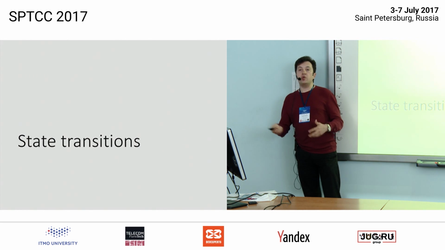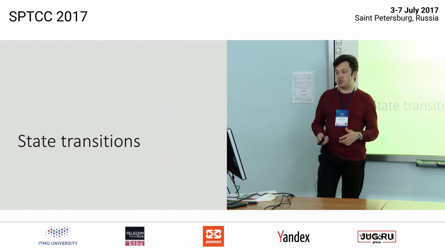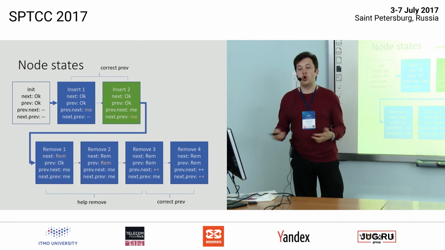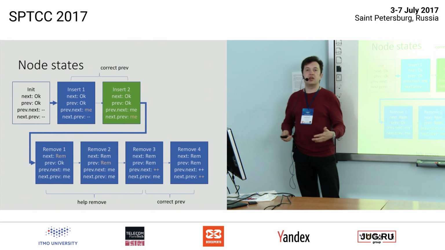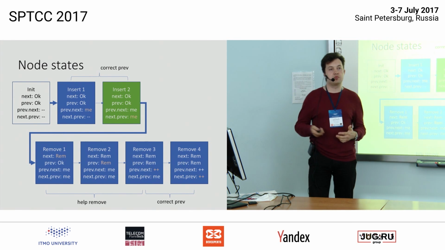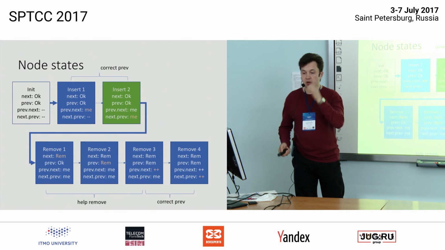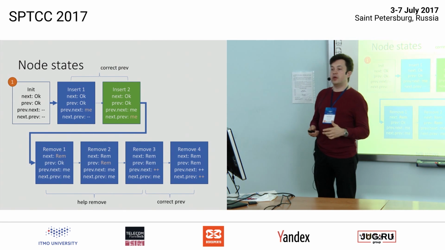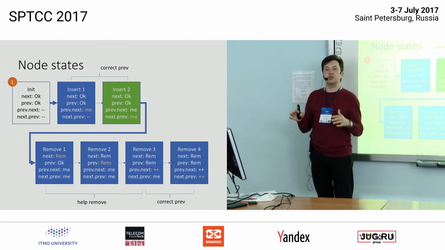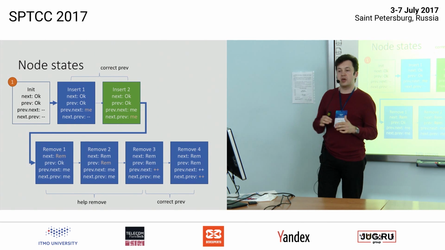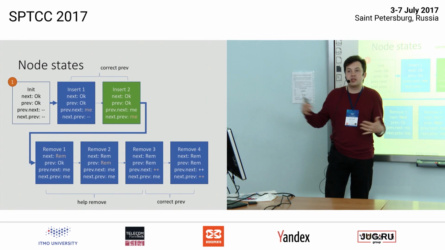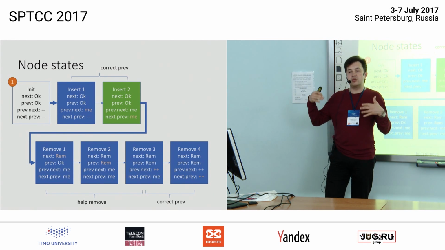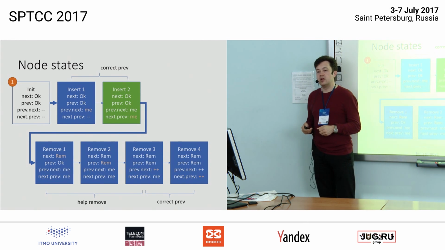The other way to look at this algorithm is to look at its state transition diagram. So let's take a node as a separate object. Let's see what states a node in this algorithm transitions through. The first state is when the node is just created. No other thread knows it. It's completely local to the thread. It has next and previous links initialized, and it's not linked to the structure yet. Nodes around it are not pointing to it.